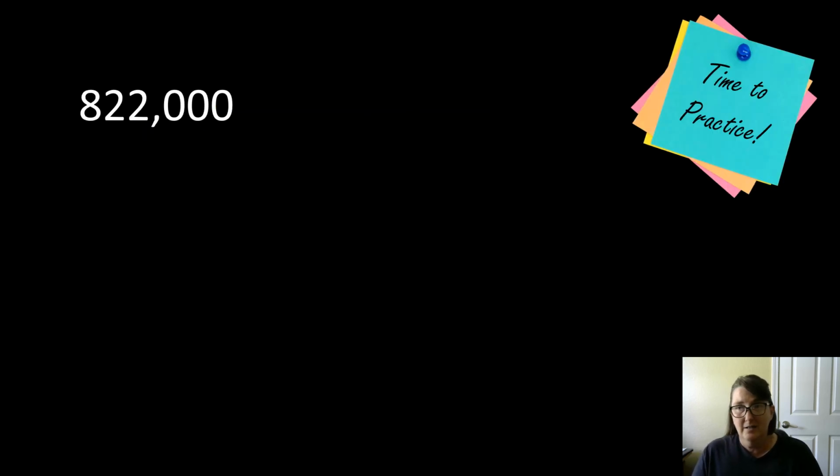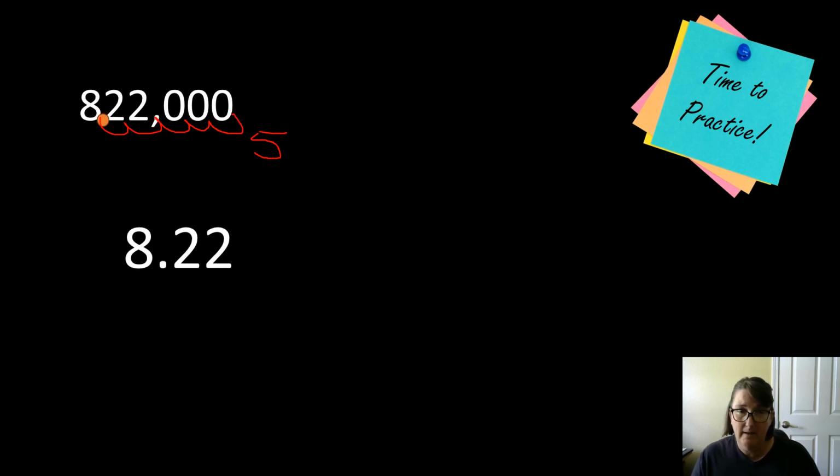All right, let's look at this number. I'm going to give you time to practice. You can pause the video if you want. I'm going to find my first whole number, which is 8. So my decimal point will go after the 8. I count over how many places: 1, 2, 3, 4, 5. So my exponent will be 5. I rewrite my number: 8.22 times 10 to the 5th.